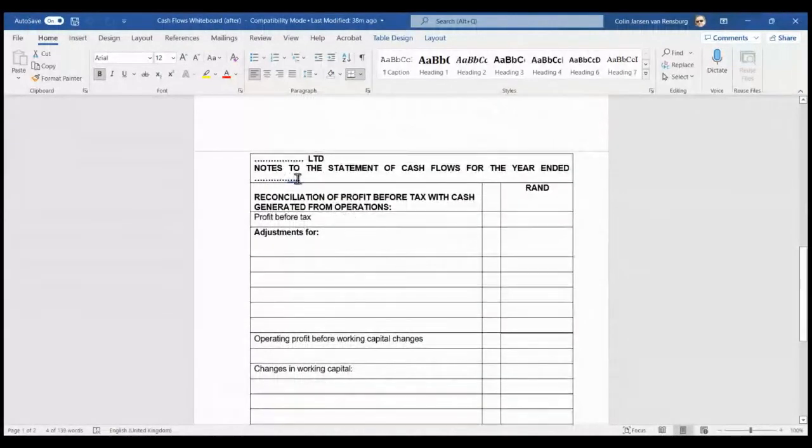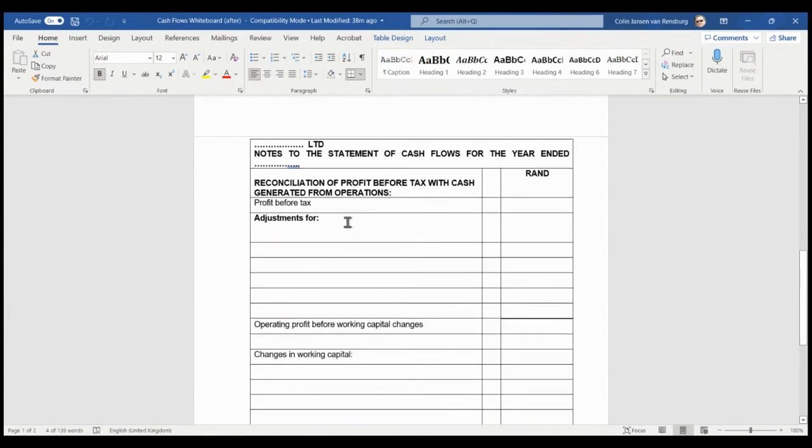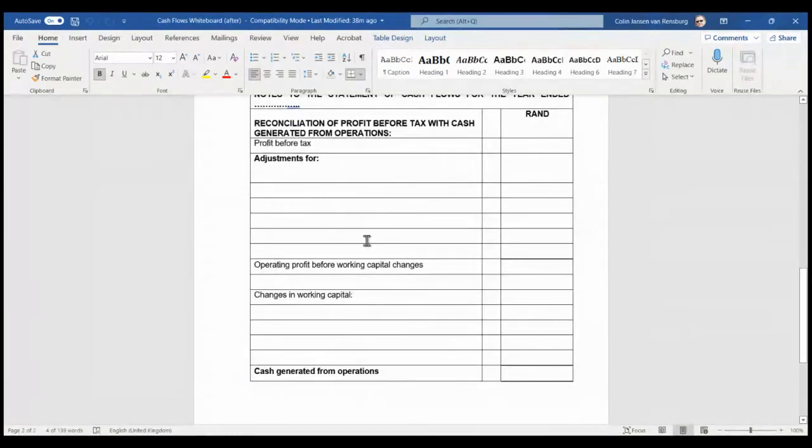As you can see there on page 2 of your notes, there's something called the notes to the statement of cash flows for the year ended, whatever the date is. And then we are presenting the cash generated from operations on the indirect method. Right, ladies and gentlemen, we're going to fill in some words here later on today so that we basically populate it, but we're going to discuss them as we do that.